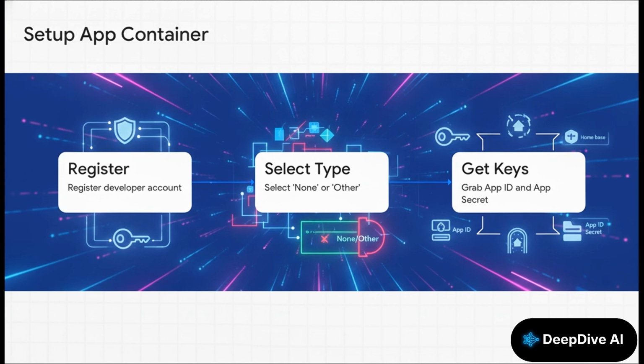Easy enough, right? But here is a critical insider tip for Step 2. When you're creating your new application, you must select None or Other as your app type. Why? Because selecting None or Other gives you, as a beginner, the breathing room to experiment safely without hitting immediate app review walls. It's kind of like putting your app in an unmarked van for stealth mode. Once that's created, Step 3 is simply grabbing your unique app ID and app secret from the basic settings panel. Keep those safe. They're the keys to your new home base.